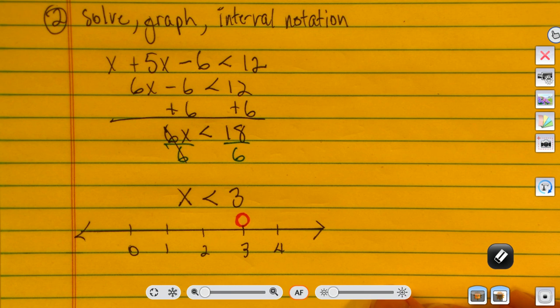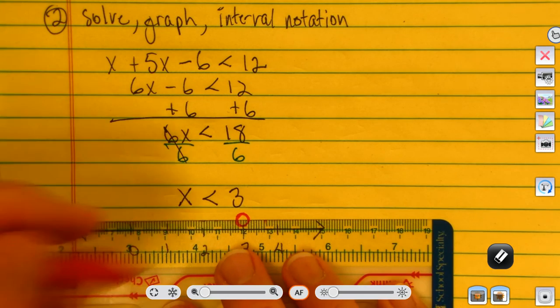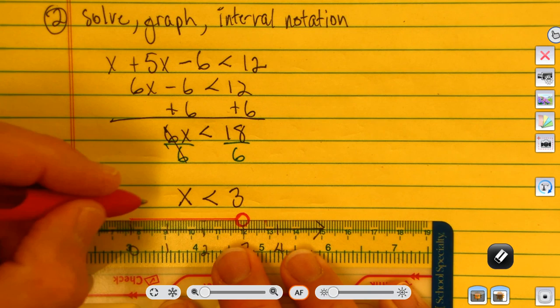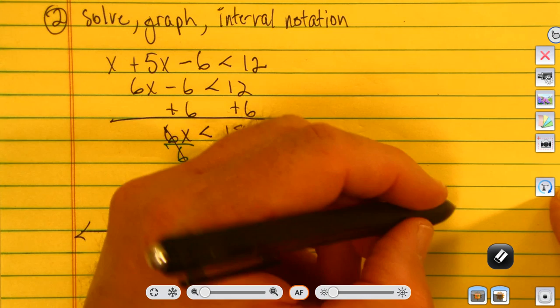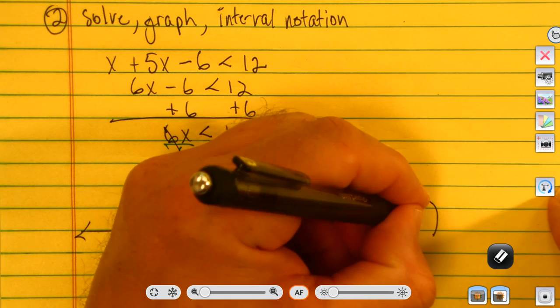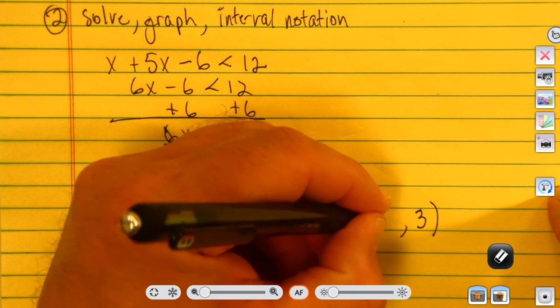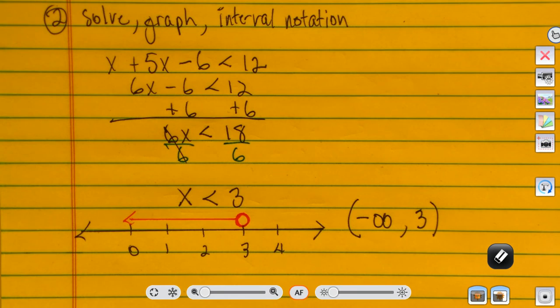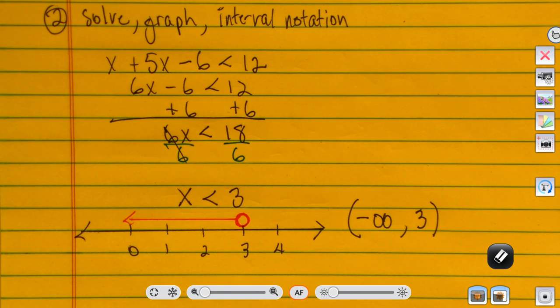Thank you. It's open because it's less than without an equal to. So that means it doesn't include 3, but it's every value less than 3. So x is less than 3. In interval notation, I'll use a parenthesis instead of a bracket because it's not equal to 3. And it's every number less than, so I'll use a negative infinity sign, meaning anything from 3 and less. That's the answer that is solved, graphed, and written in interval notation.